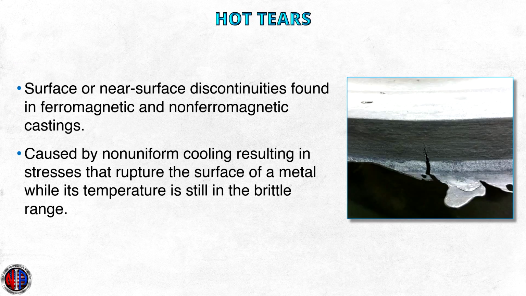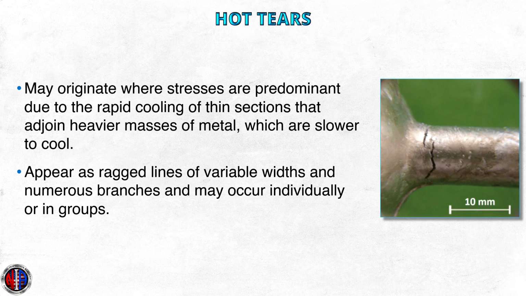Hot tears. Hot tears are surface or near-surface discontinuities found in ferromagnetic and non-ferromagnetic casting material. They're caused by non-uniform cooling, resulting in stresses that rupture the surface of a metal while its temperature is still in the brittle state. They may originate where stresses are predominant due to the rapid cooling of thin sections that adjoin heavier masses of metal, which are slower to cool. They appear as ragged lines of variable widths and numerous branches and may occur individually or in groups.